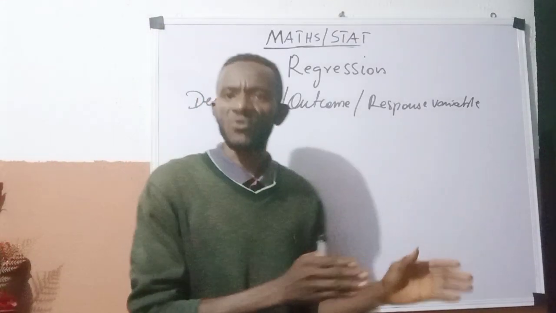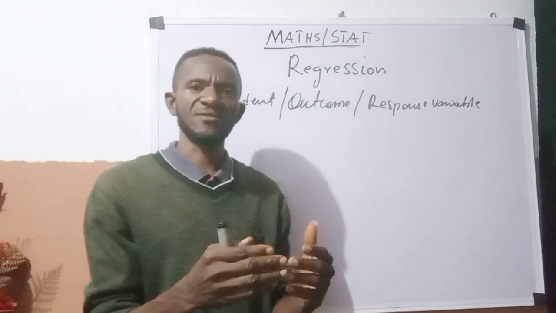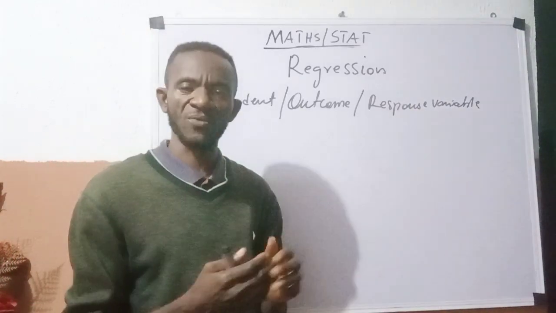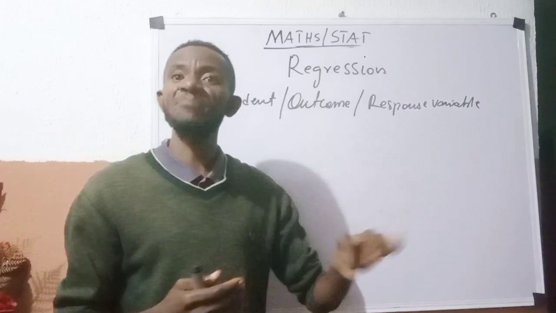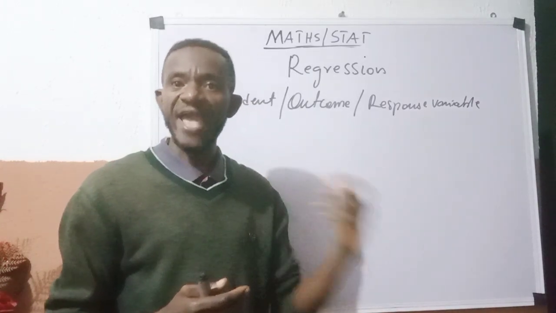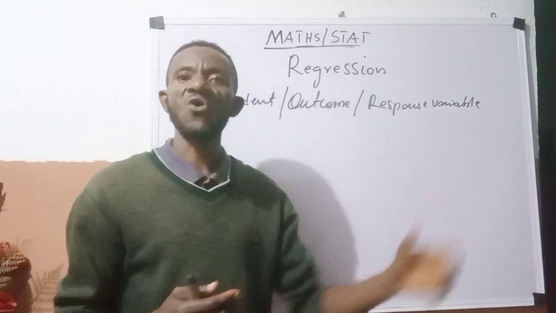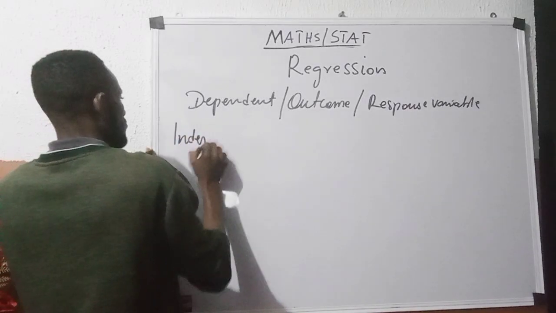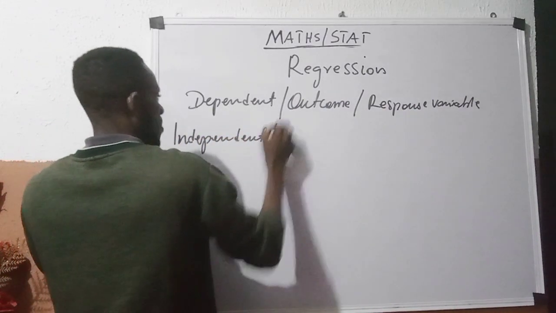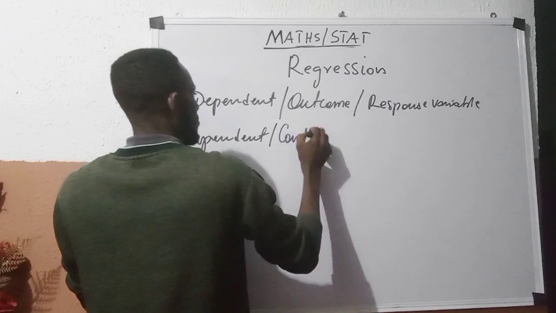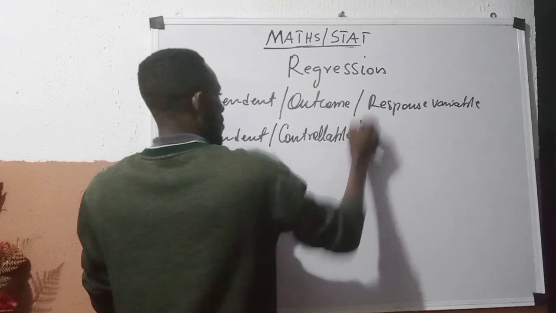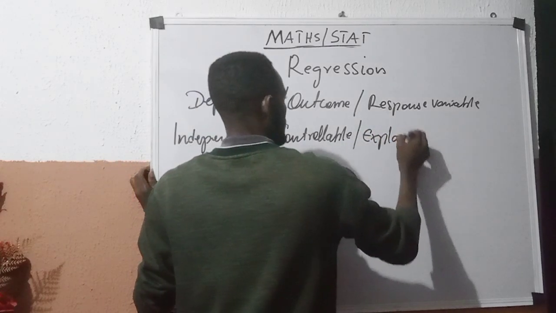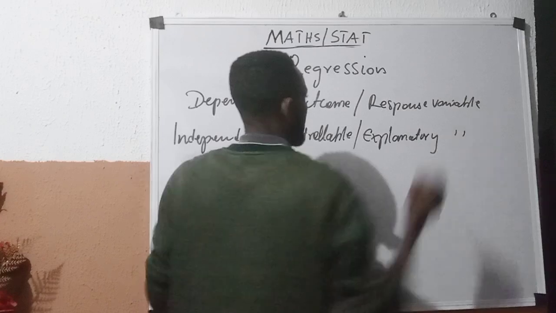But those other variables that you are using to predict or forecast the value of this response variable are called independent variables, or explanatory variables, or controllable variables. You call it independent, or you call it controllable, or you call it explanatory variable.